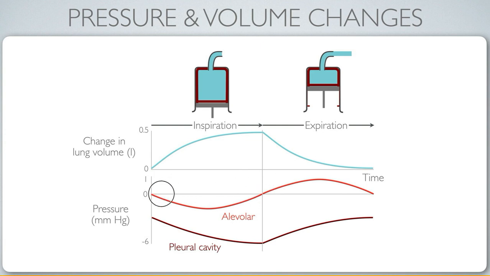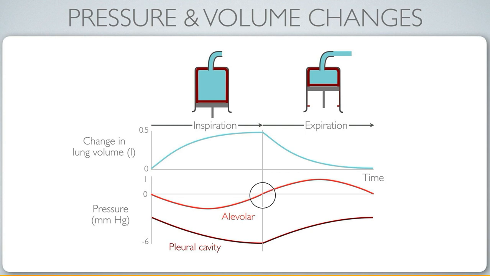So if you're at atmospheric pressure, say at sea level, an atmosphere of 1, then at the end of inspiration, you've achieved the same pressure inside of the lungs as outside. So that's a 0 pressure.